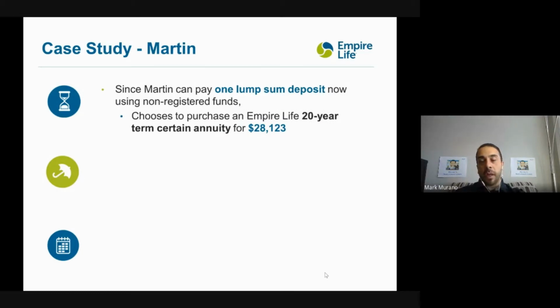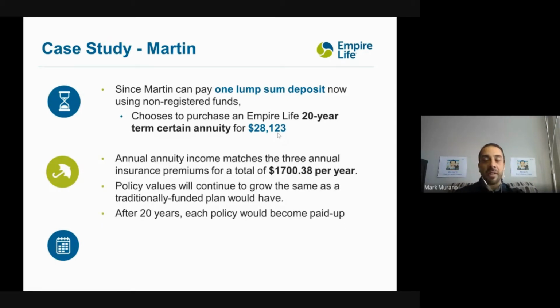If instead of doing a monthly pay or an annual pay for 20 years, he could consider matching a term certain annuity to the premium. So if we were to work backwards and pay that overall premium, he would need to buy a 20-year term certain annuity in the amount of $28,123. This would generate enough money each year to pay for the $1,700 of annual premium required to pay for all 3 insurance contracts. He cuts us one check for $28,123, which then goes to purchase the annuity.